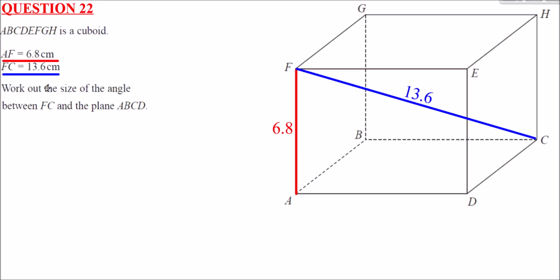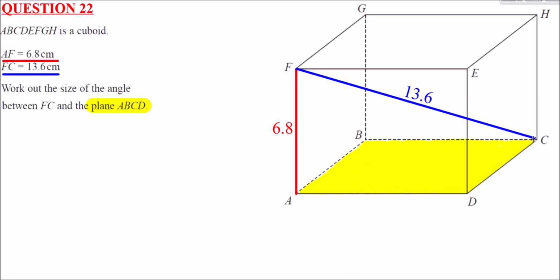So before that though, we need to work out the size of the angle between FC and the plane ABCD. Let's focus about what this means first. So the plane ABCD, a plane is just a mathematical word for a 2D area, like a 2D surface or section of a surface. So ABCD just means the flat surface, in other words the base of this cuboid. So if I just highlight this in yellow, then what we're wanting is the angle in between this blue line and the yellow base.